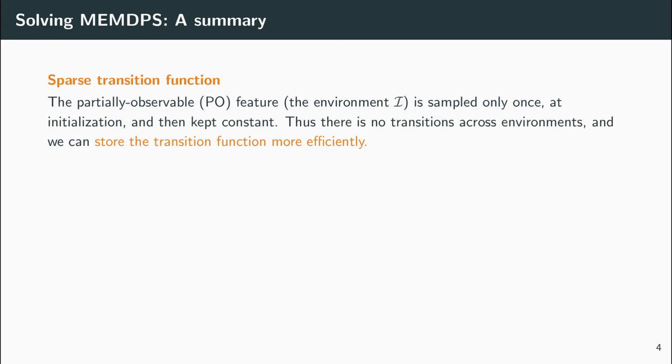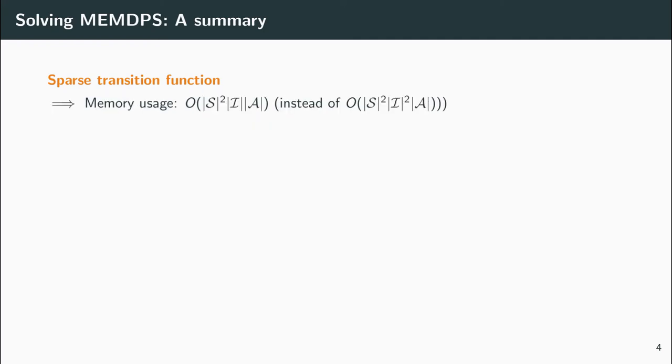The first property of MEMDPs, which is very useful, is the fact that we can store the transition function efficiently. In MEMDPs, the only unobserved feature is the actual environment. But because of the nature of the problem, the environment is sampled once when we initialize, based on the prior over environments, and then it is kept constant. This means there are no transitions across environments, and therefore we can store the transition functions more efficiently. What this means in practice is that the cost of storing the transition functions drops by a factor of I, which is particularly beneficial when we have a lot of environments, so when we have a lot of different contexts we want to capture.